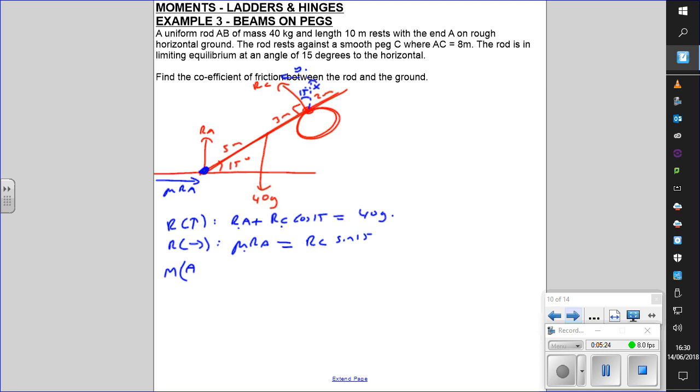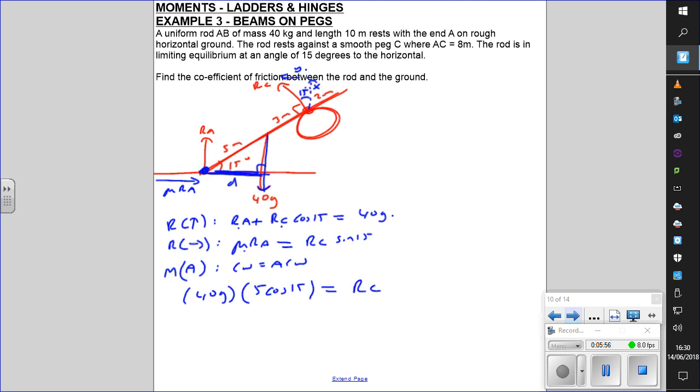So we're going to take moments around A, clockwise and anti-clockwise. So what's our clockwise ones? Well, this 40g down here. Remember, past the pivot, make your right angle. So we've got force, 40g. Here's our distance that we're looking for, d. So hypotenuse is 5. It's next to 15, so it's cos 15. There's that force dealt with. Equals, remember RA and mu RA, don't care about that because there's no perpendicular distance for them.